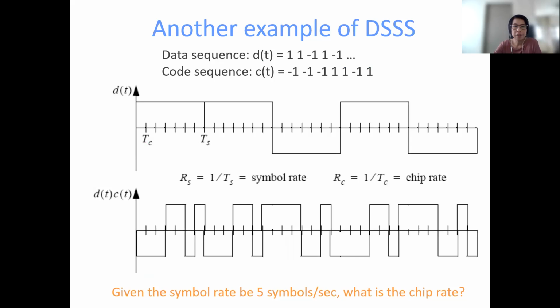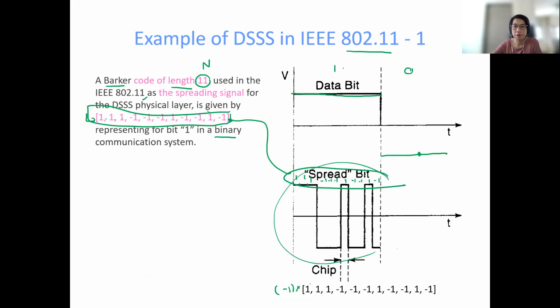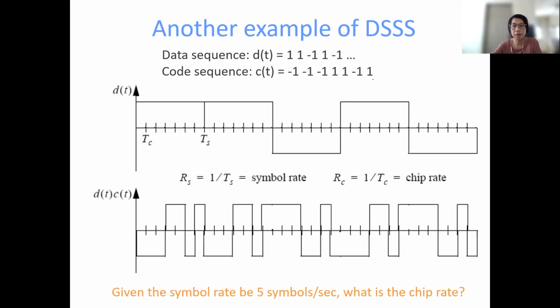Okay, and this is another example representing the data sequence. Say you have not only one bit duration, right? When you transmit a signal, it's a kind of data sequence. You send a stream of the signal, right? And in this example, this is a data sequence in the time domain.